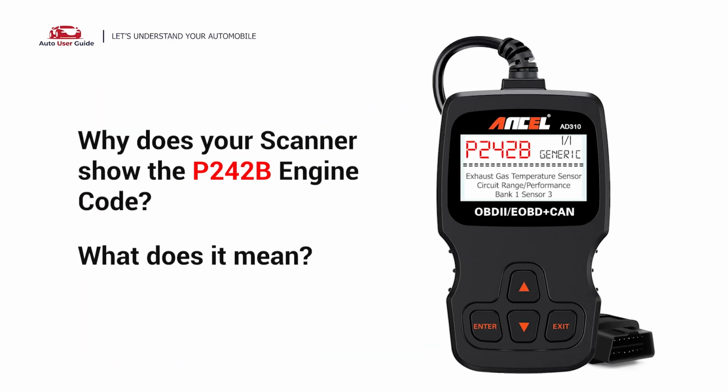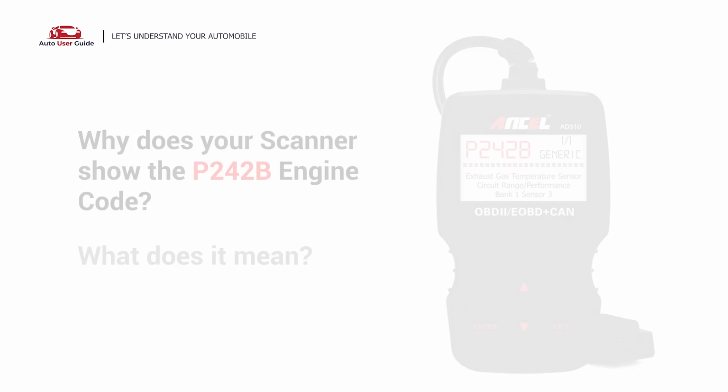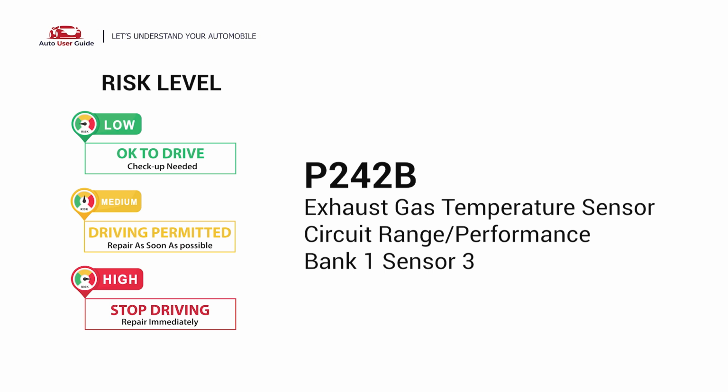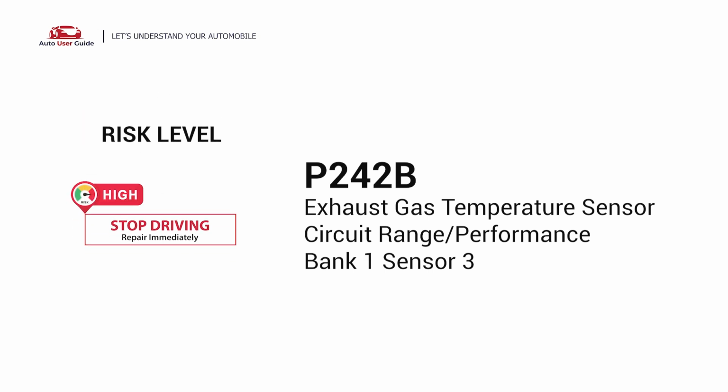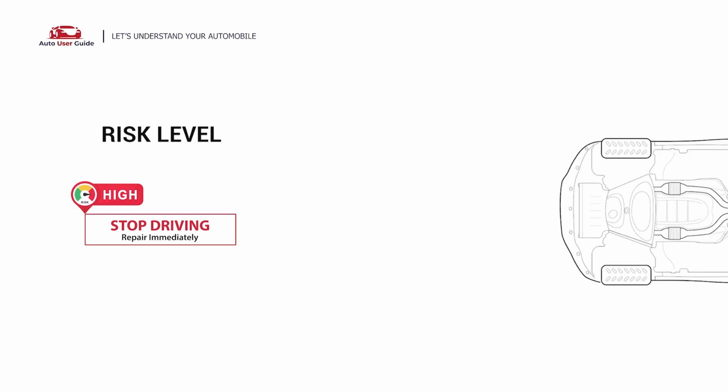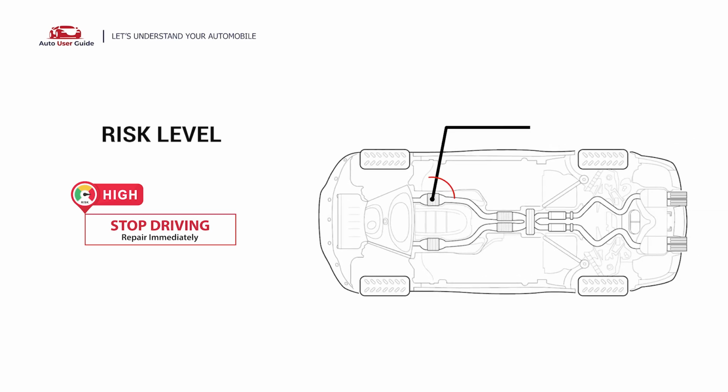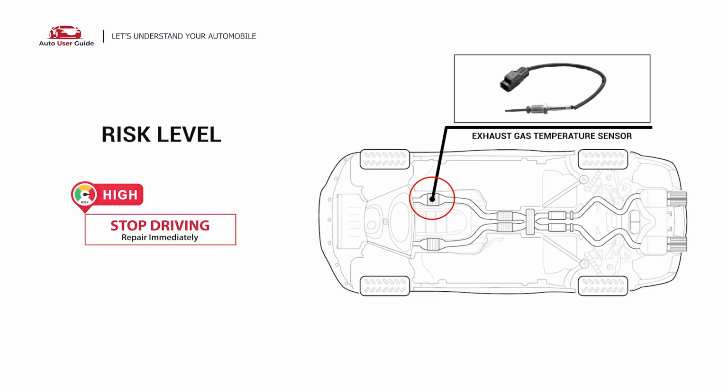Why does your scanner show the P242B engine code? What does it mean? P242B is a diagnostic trouble code for exhaust gas temperature sensor circuit range or performance, bank 1 sensor 3. It indicates that the ECM has detected a malfunction or fault in the exhaust gas temperature sensor circuit, bank 1 sensor 3. Under this circumstance, stop driving and repair your vehicle immediately.